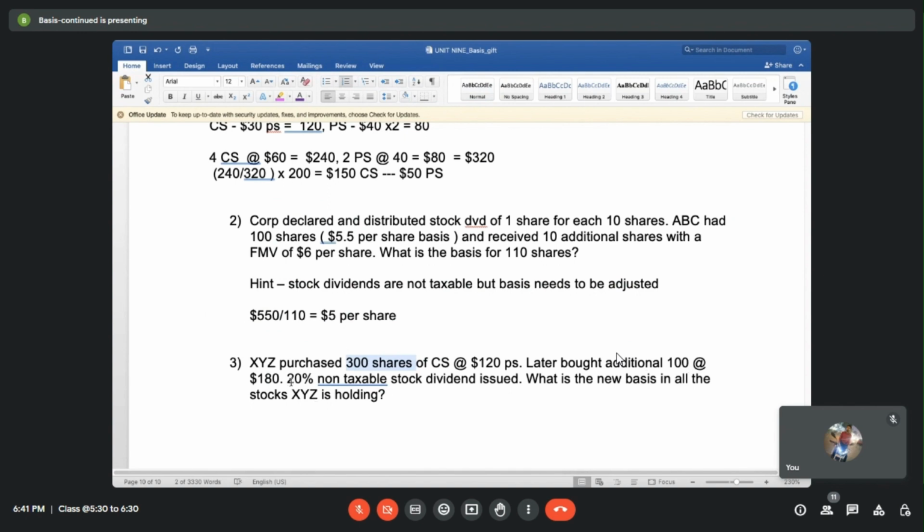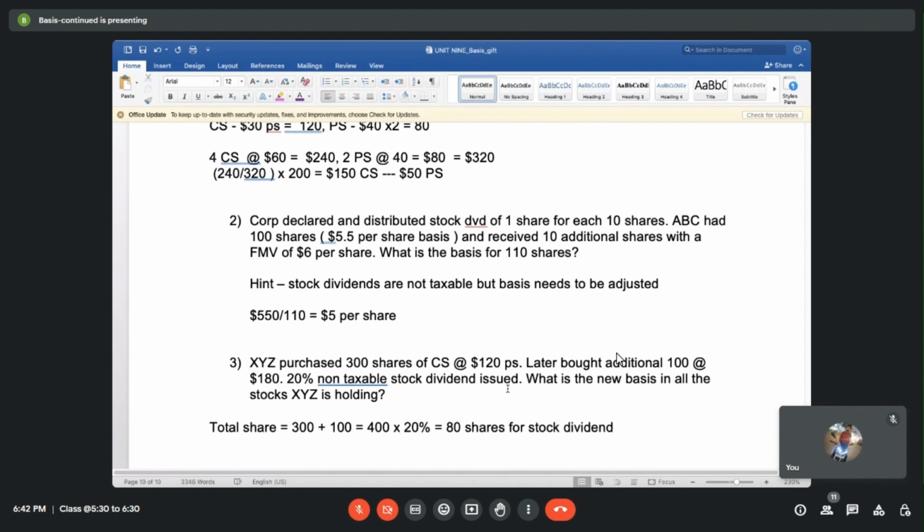Okay, and now a 20% non-taxable stock dividend is issued. So what is the total number of shares the person has now? 400, right? 20% of 400. Correct. How much will that be? 80. So 80 shares for the stock dividend, correct? And this is non-taxable. So now we need to see what is the new basis for that.